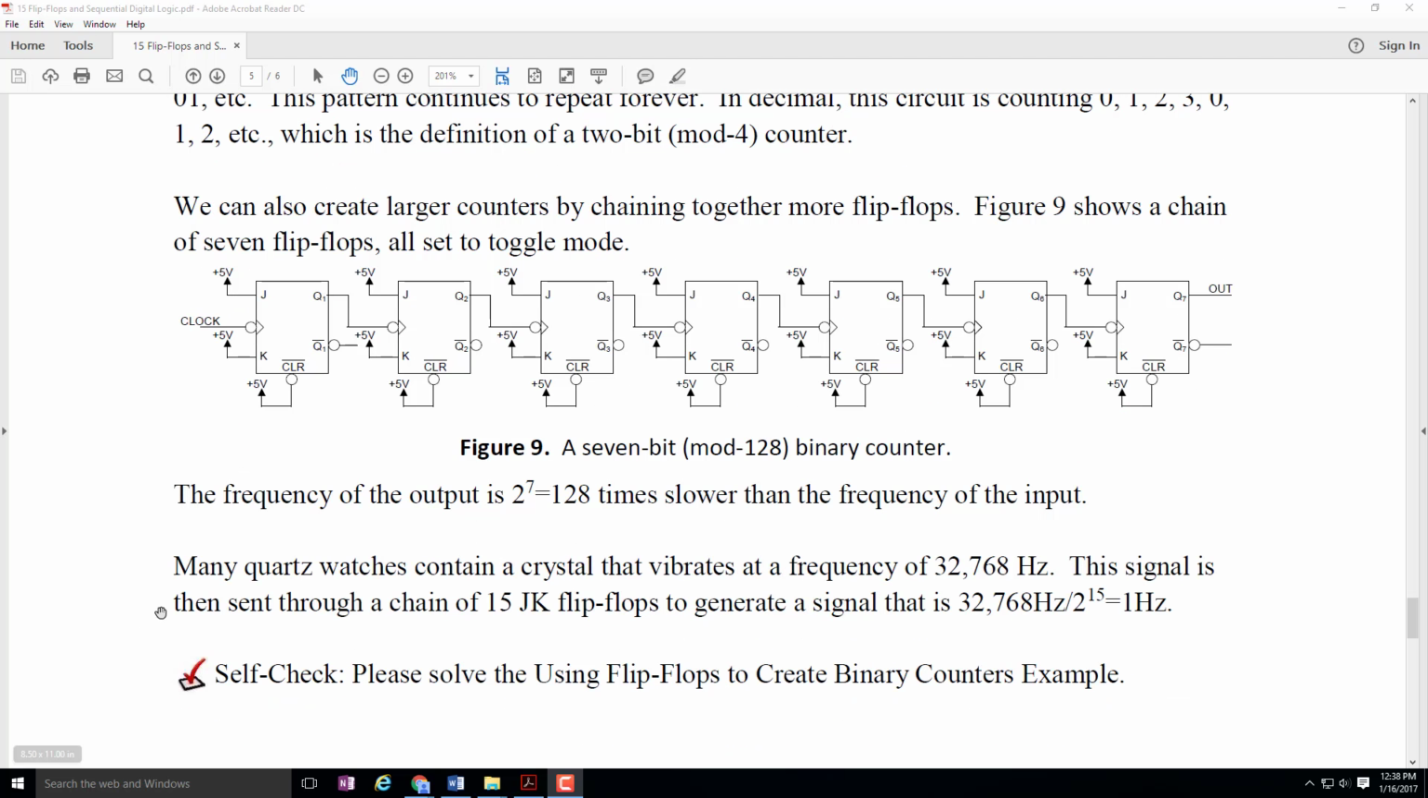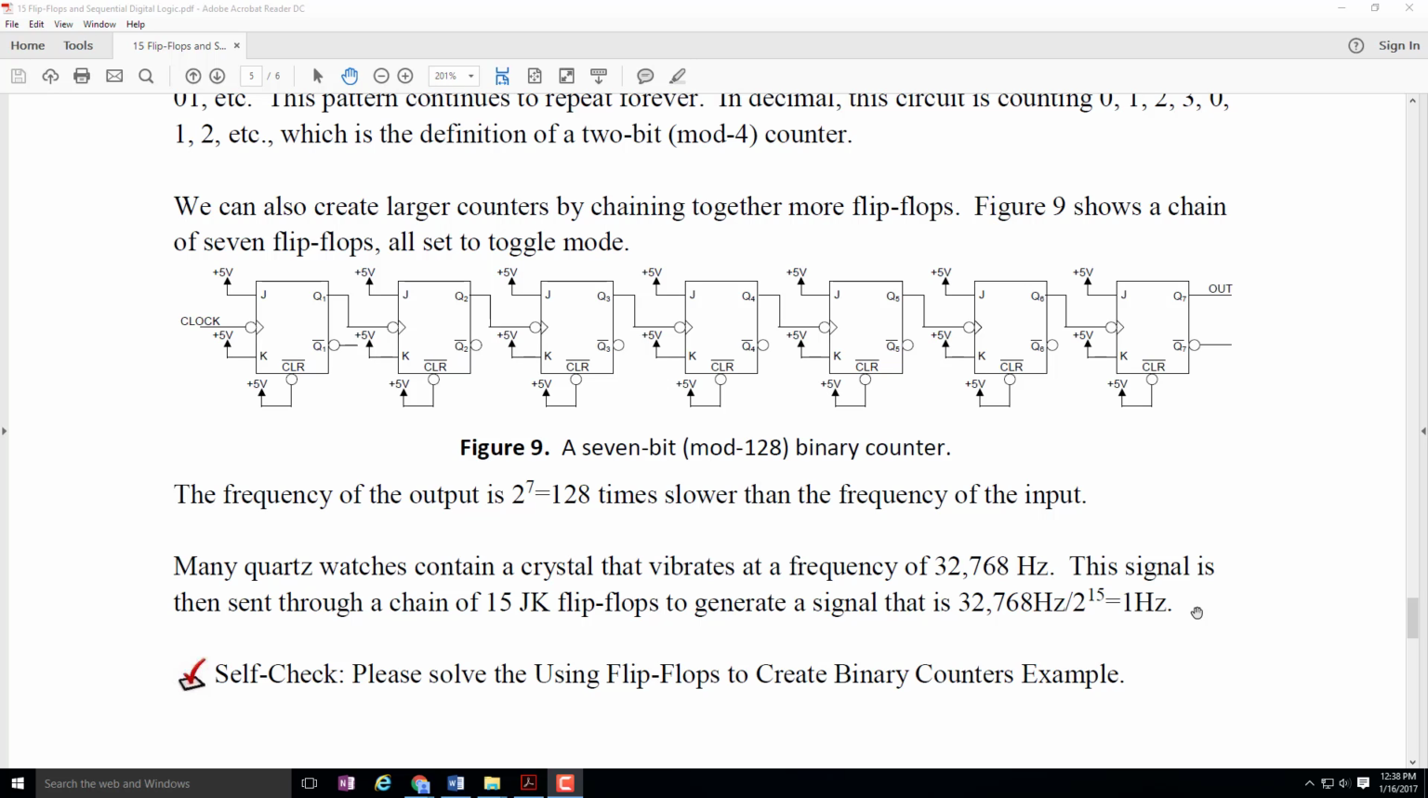As an example of this, many quartz watches contain a crystal that vibrates at a frequency of exactly 32,768 hertz. They have used material science to very carefully design the crystal to operate at exactly that oscillation frequency. That signal is then sent through a chain of 15 JK flip-flops, shown just like the one above, and that will divide that 32,768 hertz by a factor of 2 to the 15th power, and that yields exactly 1 hertz.